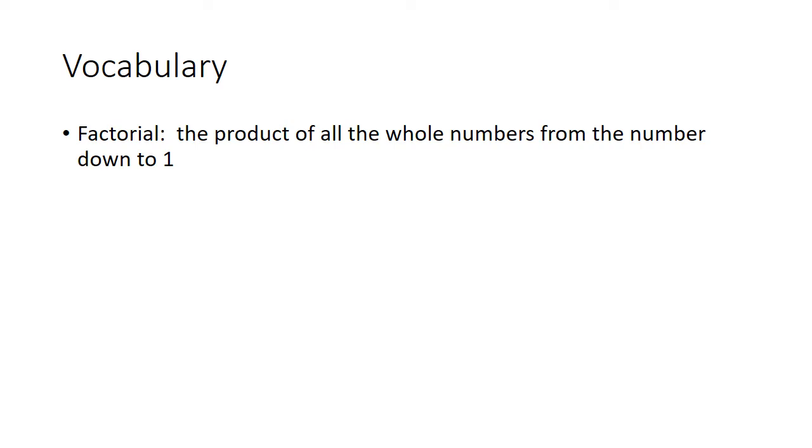A factorial is going to be the product of all the whole numbers from the number that's given down to 1. For example, 3 factorial, the little exclamation point is the factorial symbol. What that means is you want 3, because that's the number, and all the numbers that are smaller than that down to 1. So it's 3 times 2 times 1. So that would be 3 times the 2 is 6. 6 times 1 is 6. And so 3 factorial is equal to 6.